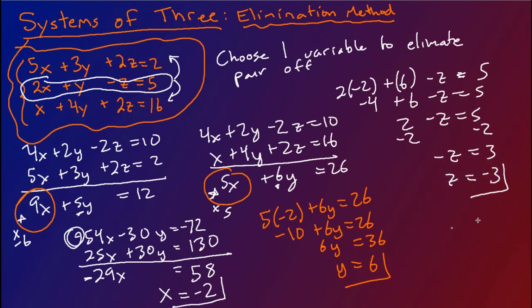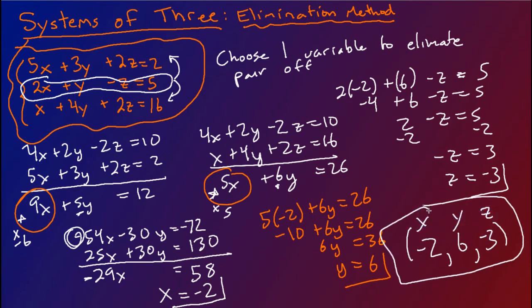So notice I've half boxed these. That makes it easy to find my parts of my answer. So I have negative 2, 6, and negative 3. And again, I put those in alphabetical order, x, y, z. So this is the solution to this system, and if I wanted to check it, I would put these numbers into each of these equations to see if it worked.